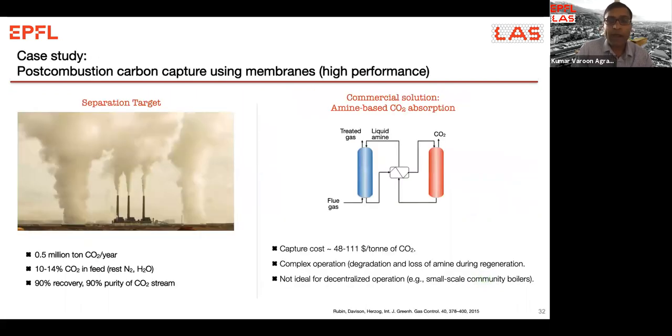So, a little bit more practical perspective on why we think that we are at a very interesting stage in post-combustion capture. We did a techno-economical analysis recently for capturing 0.5 million tons of CO2 per year, targeting somewhere between 10 to 14% CO2 in the feed. If you look at the current commercial process, this is amine-based CO2 adsorption, and the capture cost falls somewhere between $48 to $111 per ton of CO2. Now this is a very complex operation, and you have to deal with amine loss as well as degradation of the amine from the oxygen that comes in the flue gas, right?